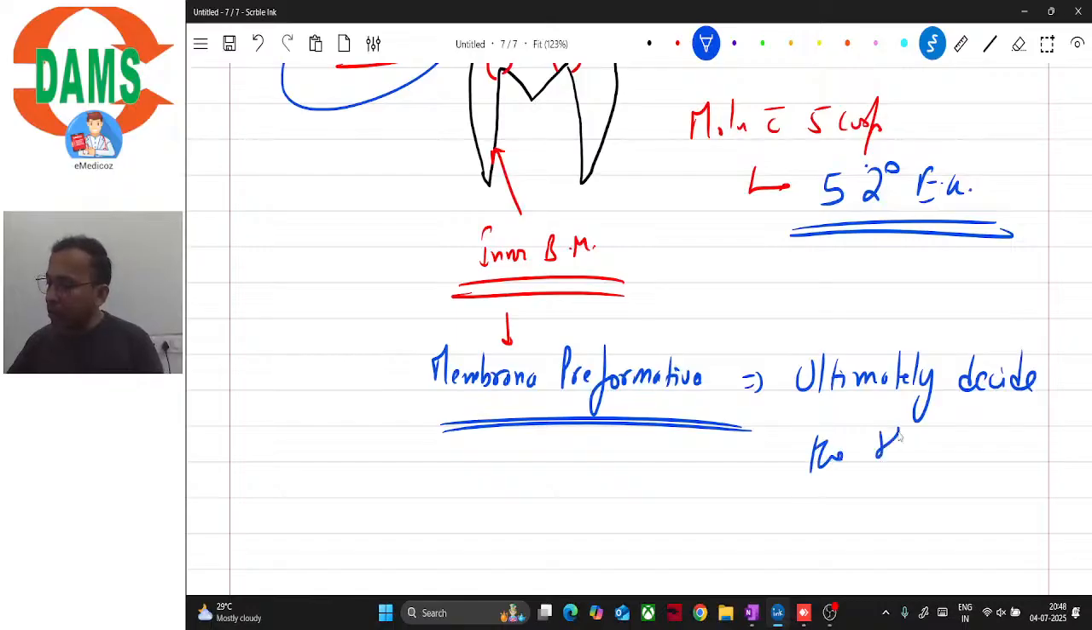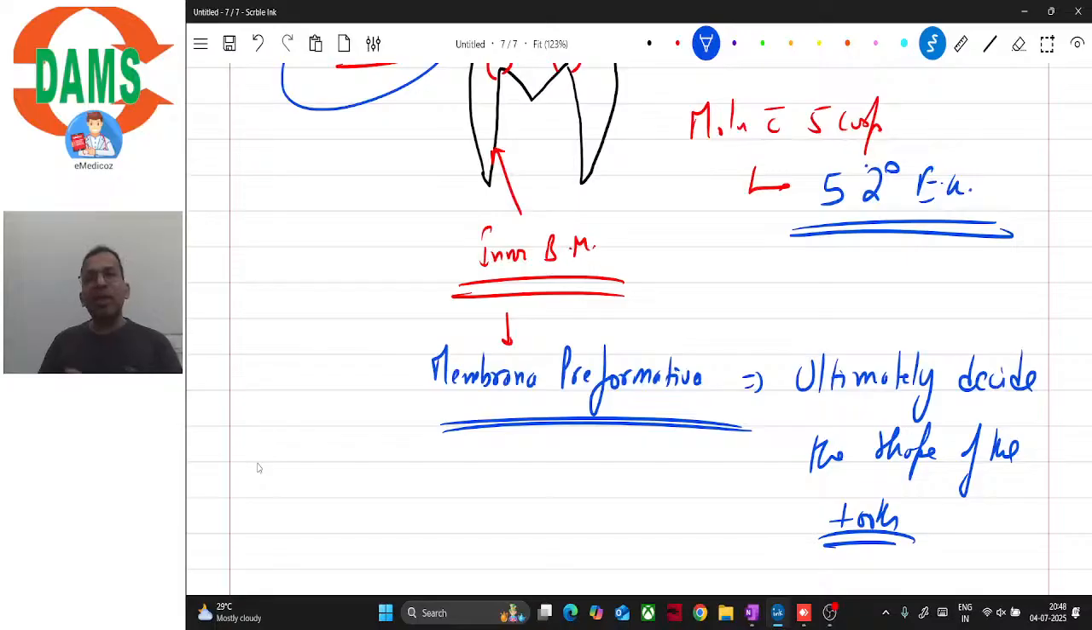So this membrana preformativa, which has the future shape of the tooth established, will ultimately decide the shape of the tooth, or you may say shape of the crown. It's one and the same thing. Either it is going to be an incisor or a canine or a premolar or a molar. That shape is decided by the membrana preformativa. But do remember this word, ultimately. What do you mean by ultimately? That is at the end. So at the end, membrana preformativa will decide the shape of the tooth.